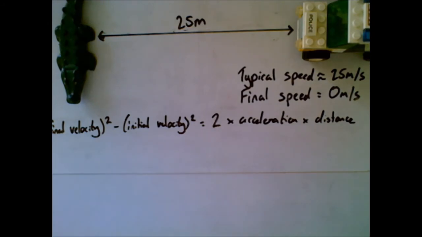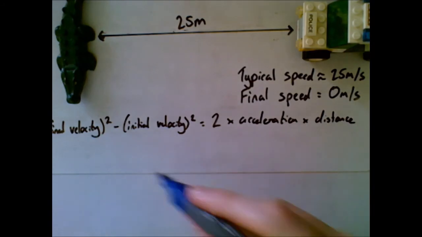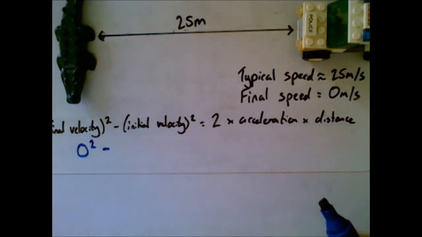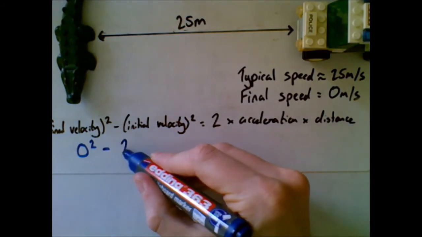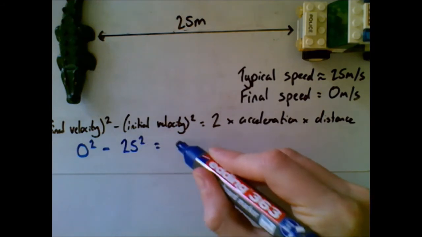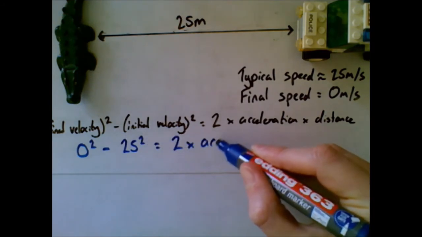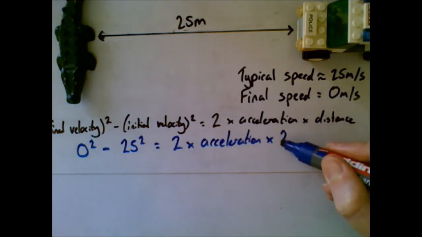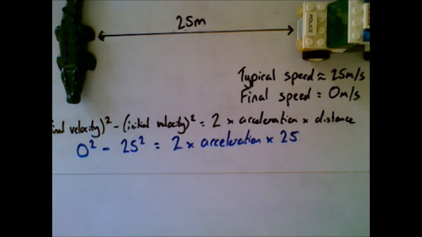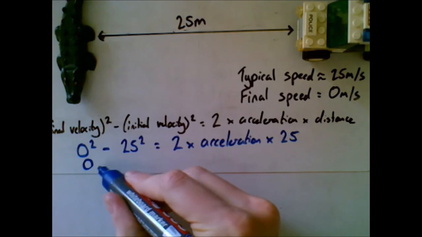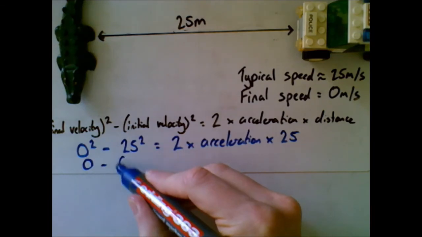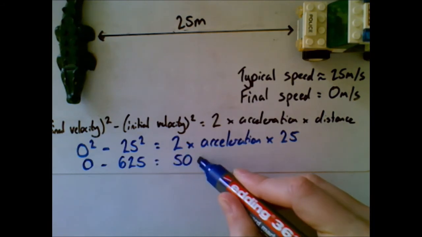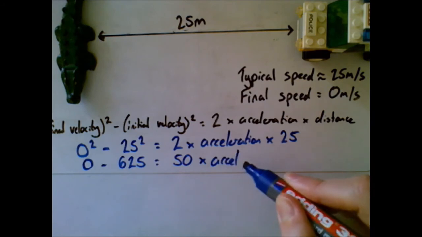Okay, let's put some numbers in then. Well, the final speed or velocity we know was 0. So we've got 0 squared minus initial velocity. Well, that was about 25 squared equals 2 times acceleration. That's what we're trying to find at the moment. Times distance, which is 25. Okay, this is a good recap then of how we actually answer questions like this. So 25 squared, that's 625. 2 times 25 is 50. So we've got 50 times acceleration.